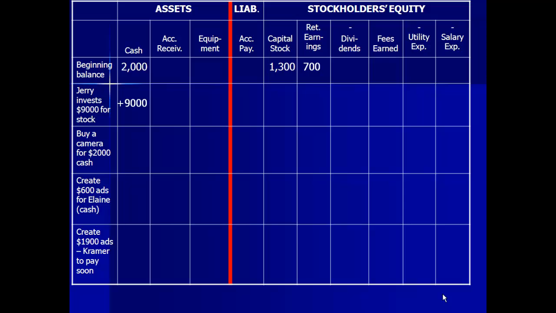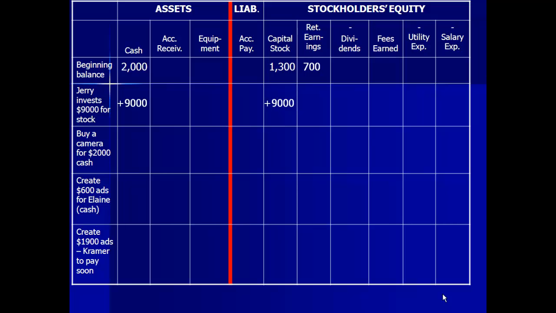Capital stock. Shares of stock outstanding. I have more shares of stock outstanding, so I have more capital stock. So I want you in the capital stock column to put plus 9,000. So the business has more cash and the business has more capital stock. Does my accounting equation balance right now? I have plus 9,000 on the left and plus 9,000 on the right. Am I okay? Good.